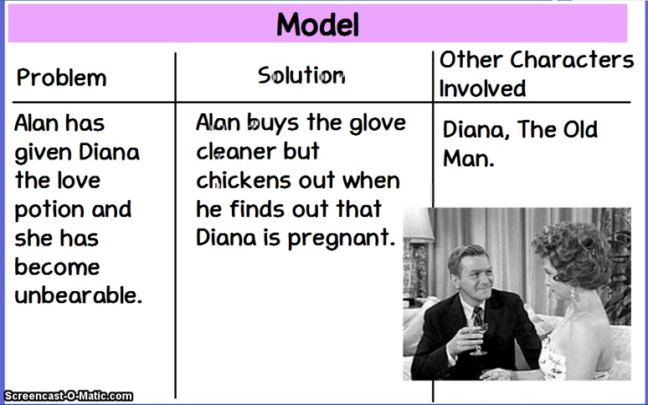I could also have Alan give Diana the love potion and she does become unbearable, so I'm going to have the same problem. But I'm going to change the solution. In this second story idea, when Alan buys the glove cleaner, he ends up chickening out because he finds out that Diana is pregnant. And so my character still ends up being the same. My problem is the same, but I'm going to solve that problem in a different way.